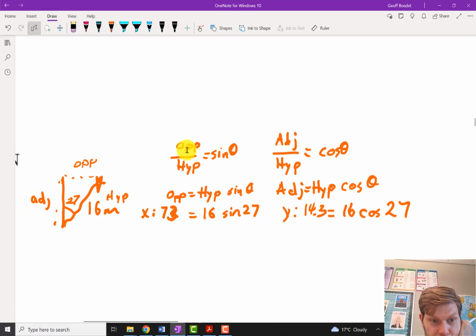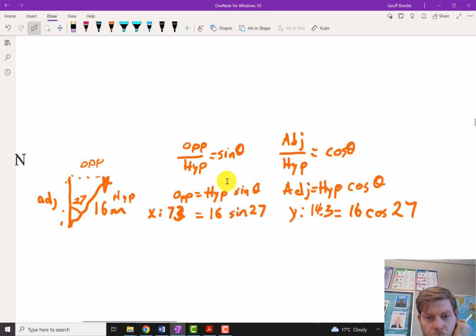Sine theta is just opposite over the hypotenuse, but you can rearrange that to find the opposite side. We want to find our horizontal component of this vector, how far we've moved east-west, or in this case, east. So if we take opposite over hypotenuse equals sine theta and multiply both sides by hypotenuse, the opposite side equals hypotenuse times sine theta. In this case, our hypotenuse is 16 and theta is 27 degrees. If we plug that in, we end up with 7.3. We are 7.3 meters east of where we started.